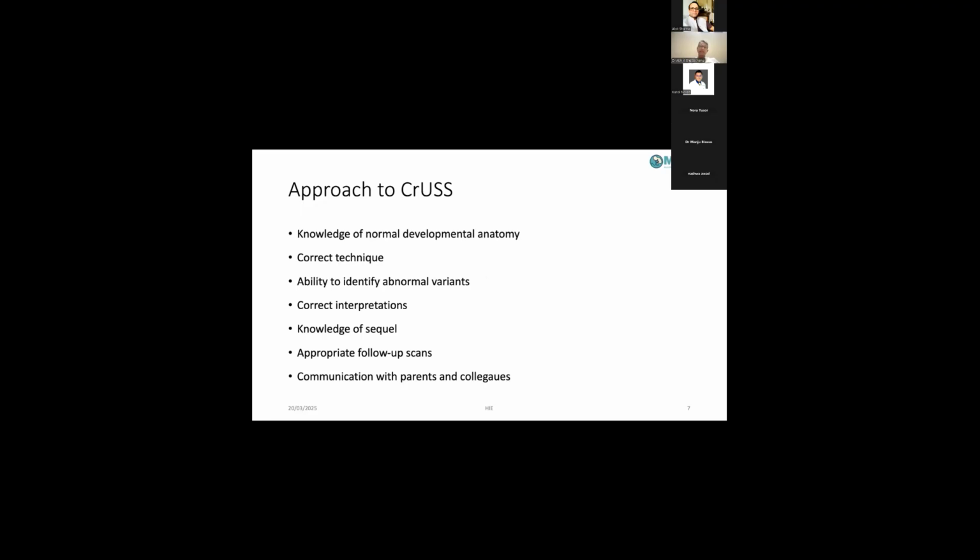Then comes the correct interpretation, and in HIE there are dynamic changes happening in the brain. So knowledge of the sequelae is important, and there have to be appropriate follow-up scans. Once you have done the cranial ultrasound, that is what you are monitoring and then prognosticating. So you are prognosticating to the parents and the colleagues, and communication is again a vital part of it.